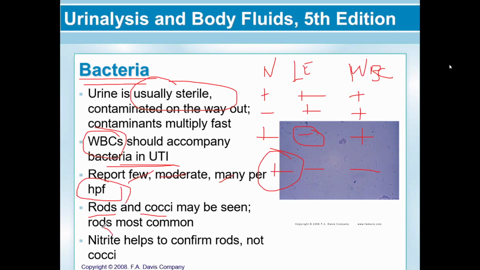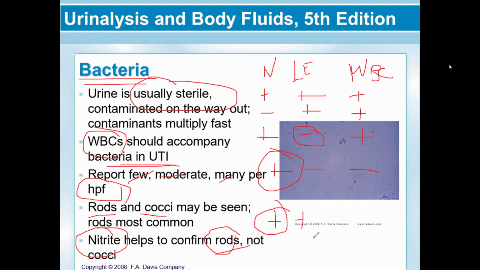So, nitrite helps confirm rods, not your cocci. What does that mean? If it is positive for nitrite, and say positive for leukocyte esterase, I expect that when I look at the microscopic exam, there are WBCs. Other than that, the bacteria I will see are rods or bacilli. Why? Because they are the ones that are nitrate reducing, so they test positive for nitrite, but not the cocci.